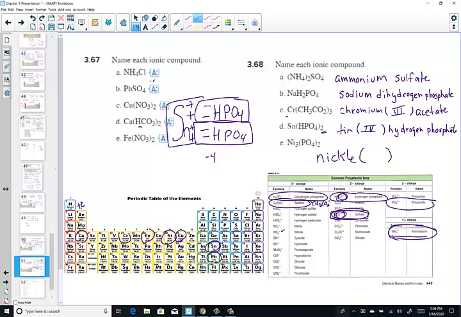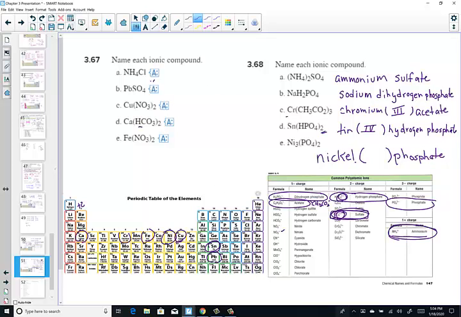PO4, we're learning, represents the polyatomic ion called phosphate. Now we have to determine what the charge is on nickel. Well, let's see. Phosphate is a -3 charge. And again, I'm going to need just some room, so I'm going to put this as a visual. So here I have PO4, and I have 3 negatives.